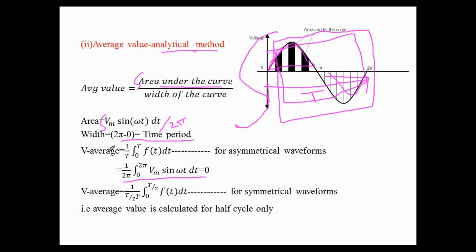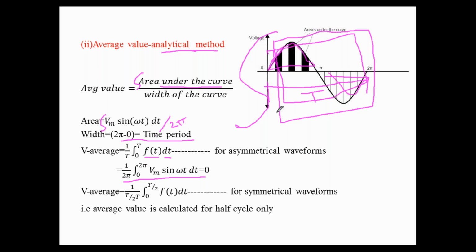Or generalizing that formula here, the average value of a waveform can be calculated as 1 by T, time period T, an integration with limits of 0 to T, or the limits can change with the same time period T, no problem, and the function of that curve, the mathematical equation of that curve, with respect to a differentiation parameter.